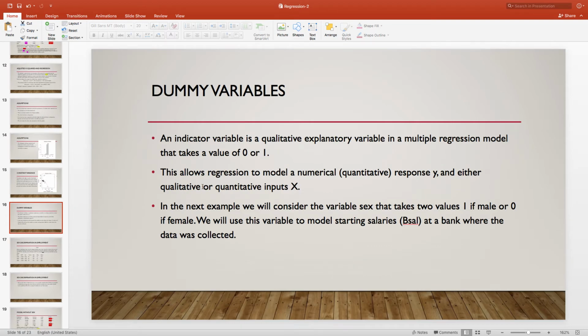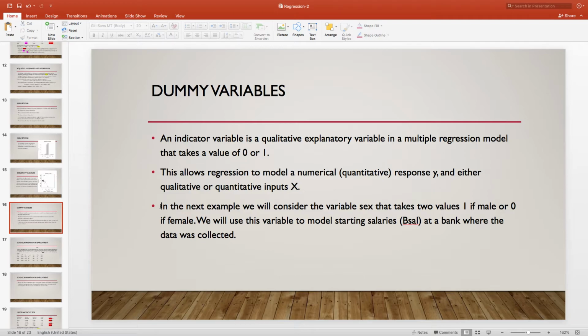Now I'm going to include what's called a dummy variable. This is called an indicator variable. It indicates if a single qualitative characteristic is true or false. So it allows us to have a numerical value for a qualitative characteristic. Dummy variables allow us to have a categorical input and a quantitative output y.